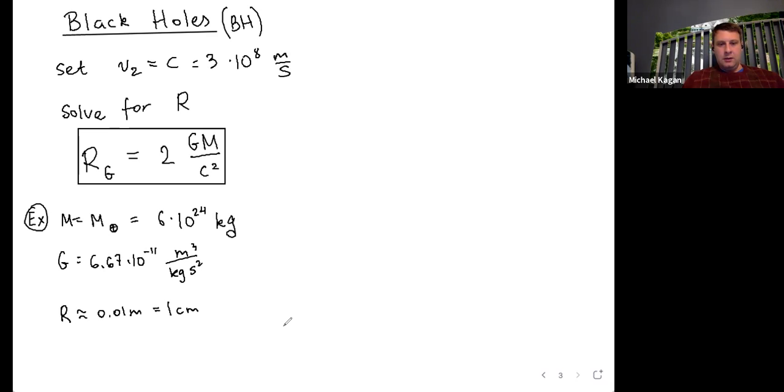So imagine how small it is. 1 centimeter, like there are 2.5 centimeters in an inch. So 1 centimeter is roughly this. So this is the radius. Diameter is twice as much, a little bit less than an inch. This is an Earth-sized black hole. You can fit it in your pocket. Just don't do that at home.